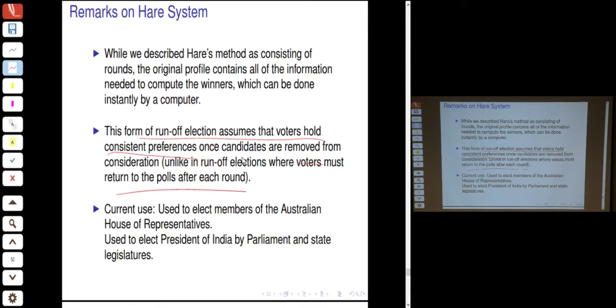So this might not happen. That's why in practical elections, it's often the case that the voters are asked to come back again and vote afresh for the runoff election. So this is a problem of the Hayes method, but it still has its own uses. For example, it is used to elect members of the Australian House of Representatives. It is used to elect President of India by Parliament and state legislatures. Okay. Although I am from India, I did not know this fact. I learnt it while teaching this course.